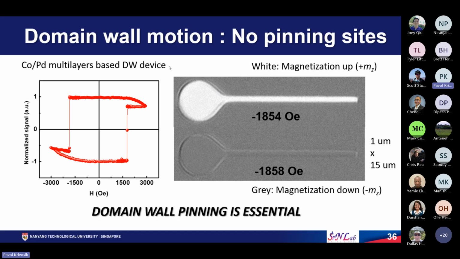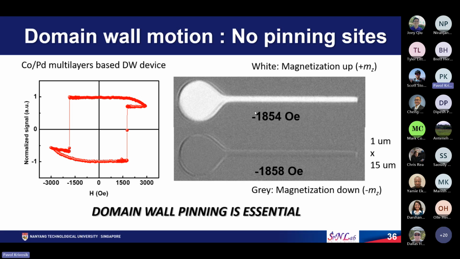This is a lollipop-shaped domain wall device based on cobalt palladium multilayers with a perpendicular magnetic anisotropy. These are the Kerr microscopy images. White means magnetization is up, gray means magnetization is pointing down. Here our idea is to create some gray domain in this region and move them controllably, but that's not happening. So we applied a positive field, saturated this device with the magnetization up.